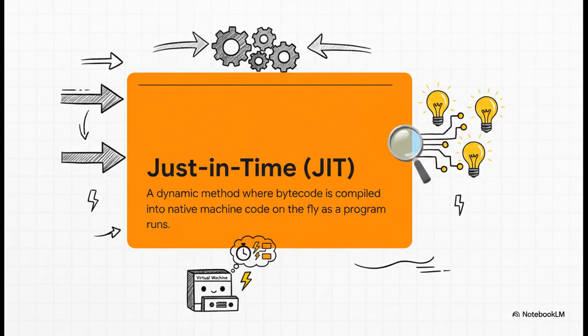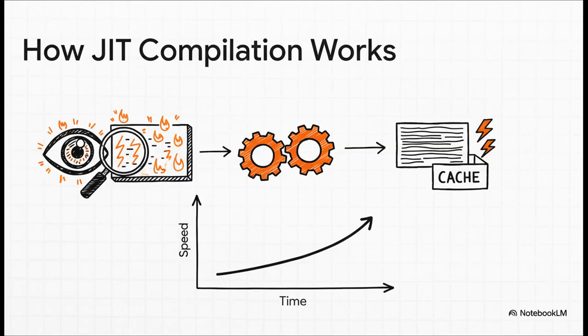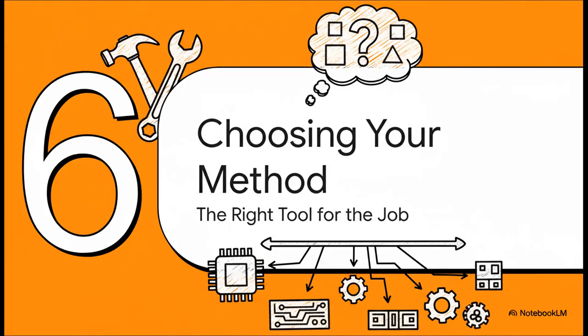But we can push this even further. This is where things get really smart, with something called just-in-time, or JIT compilation. While your program is running on that virtual machine, the JIT compiler is literally watching what's happening. It starts to identify the parts of your code that get used over and over again. These are called hotspots. And then, on the fly, it takes just those hotspots and compiles them all the way down to the fastest possible native machine code, and it saves that result. So the longer your program runs, the faster it gets, achieving performance that's almost as good as a fully compiled program.